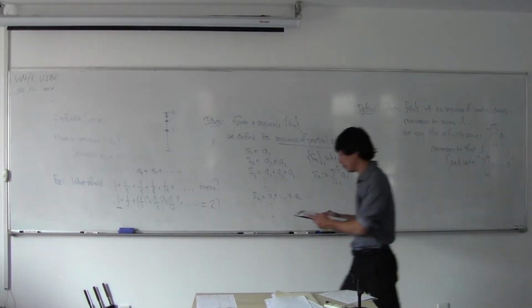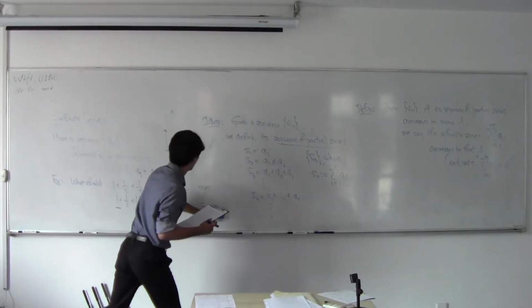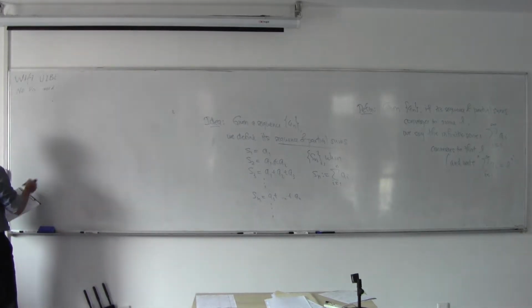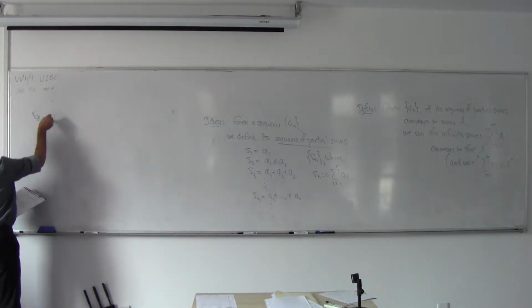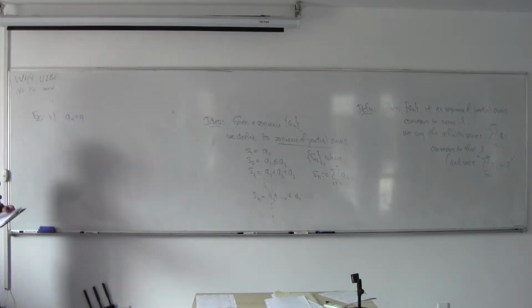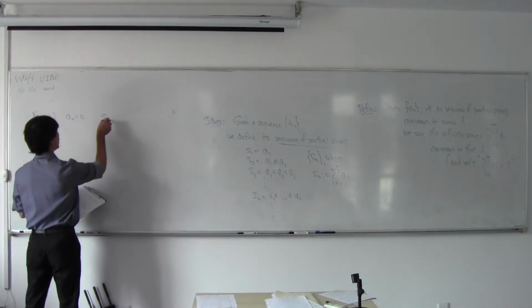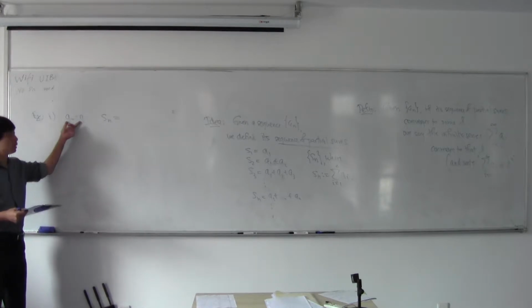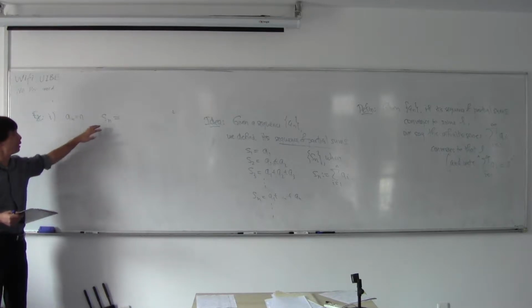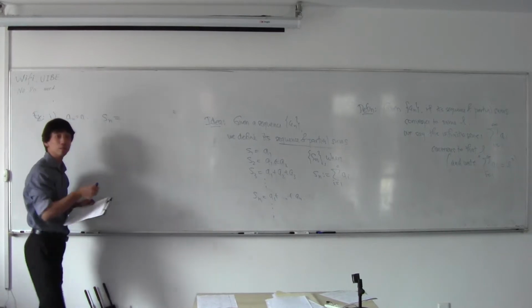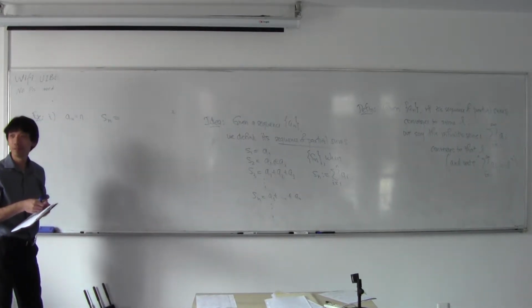Okay, so let me give you some examples. Example 1, let's say that A sub n is n. What's S sub n in this case? If A sub n is n, A1 is 1, A2 is 2, A3 is 3, and so on. S sub n is going to be, who knows it? N factorial? No?